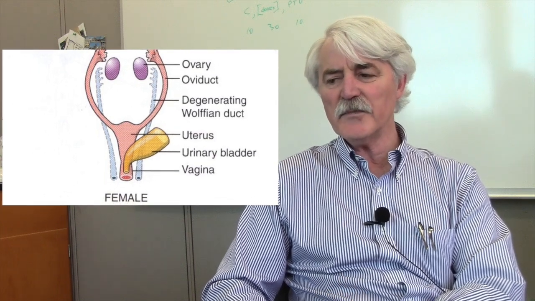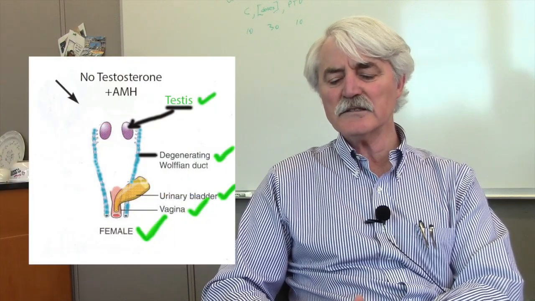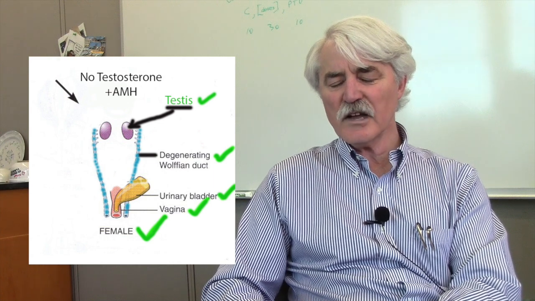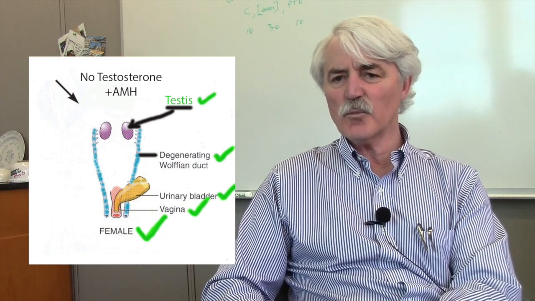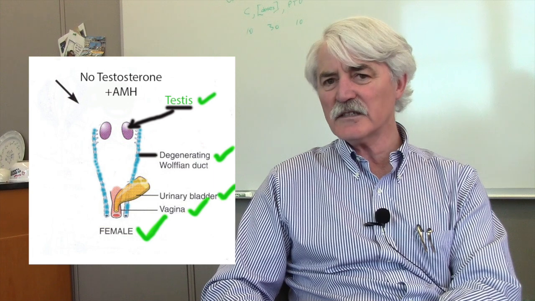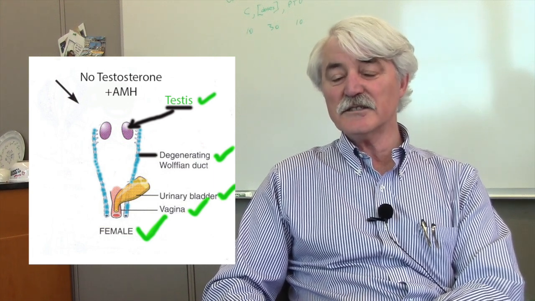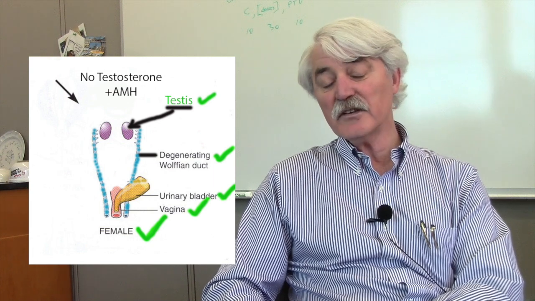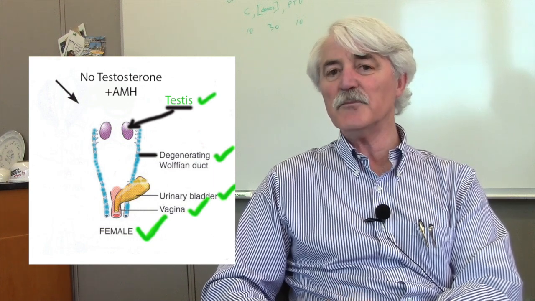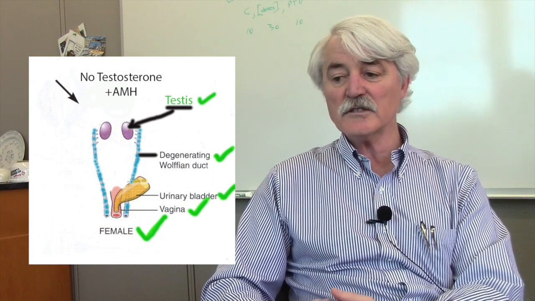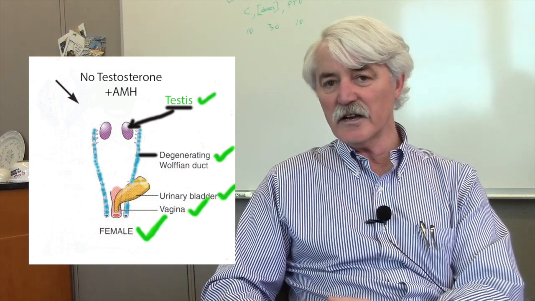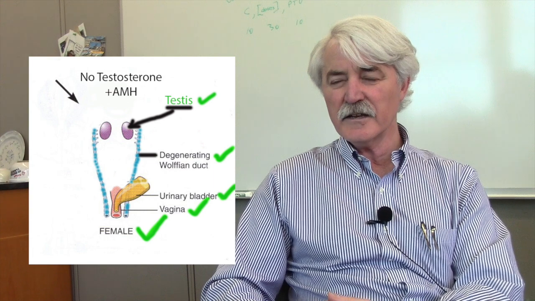Now, the Mullerian duct system is what forms the fallopian tubes, the uterus, and part of the vagina normally in a normal female. What happens is that testosterone is produced, but it doesn't work. And as a result, the Wolffian duct system doesn't develop, and it ultimately disintegrates. But at the same time, the testis does produce anti-Mullerian hormone, which causes the Mullerian duct system to disintegrate.